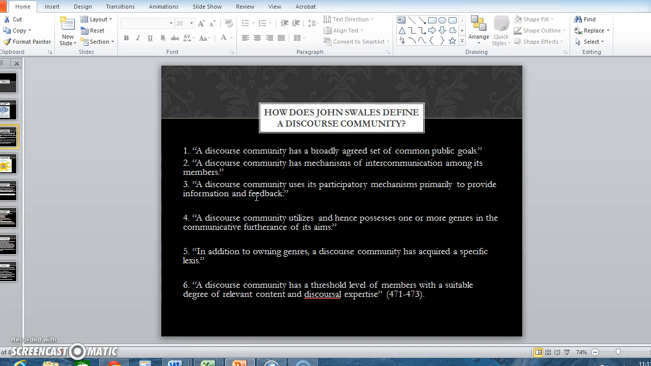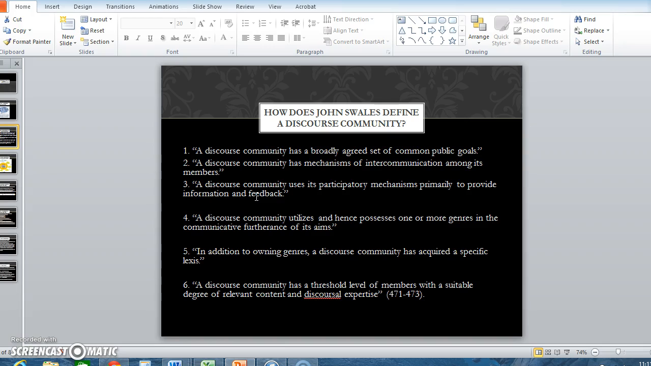Number 3 is a discourse community uses its participatory mechanisms primarily to provide information and feedback. So that means, unlike maybe your initial understanding of discourse communities as some being for entertainment or some for socialization, Swales' discourse community is very much predicated upon providing and developing information, and that feedback or that communication of the information is most often done through research, writing, conferences, these kinds of things.